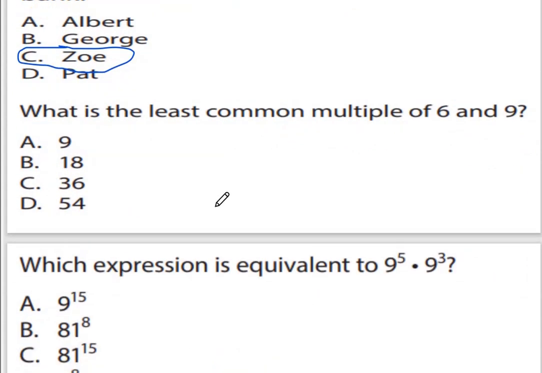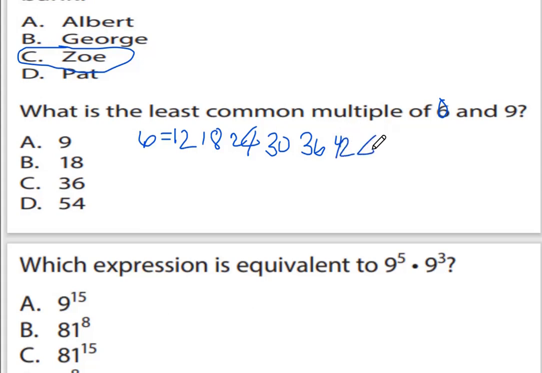What is the least common multiple of 6 and 9? This question asks for the common multiple of 6 and 9. As we all know, we first have to get the multiples of 6 and 9. For 6, the multiples are 6, 12, 6 times 3 is 18, 6 times 4 is 24, 6 times 5 is 30, 6 times 6 is 36, 6 times 7 is 42, 6 times 8 is 48.